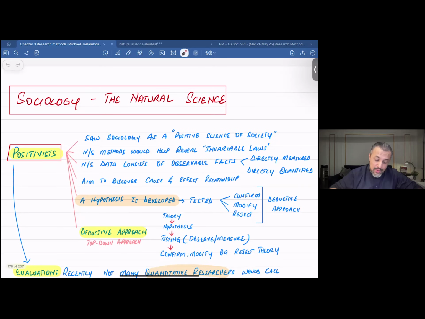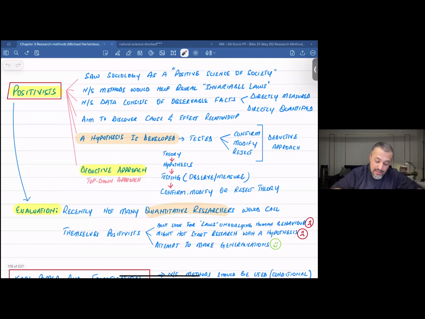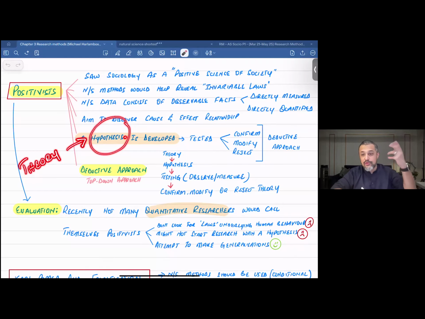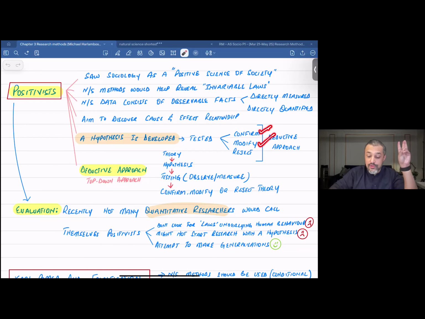According to positivists, when we're conducting research, initially we come up with a hypothesis. We initially have a theory, and through that theory, we turn that theory into a hypothesis. Theory is anything that you have in your mind. Hypothesis is a testable theory, something that you have in your mind which still requires testing. So this hypothesis is then tested. And when you've tested a hypothesis, you either confirm your findings, or you modify it, or you reject it.